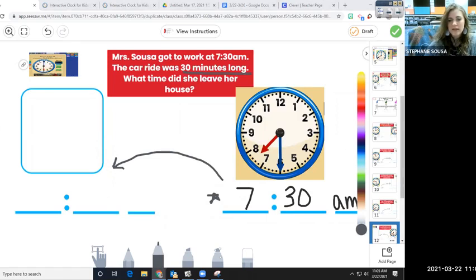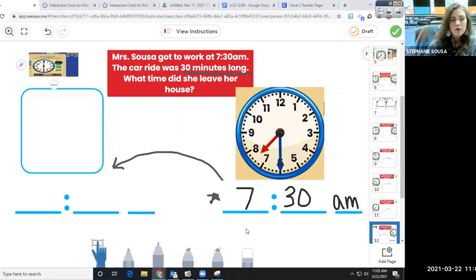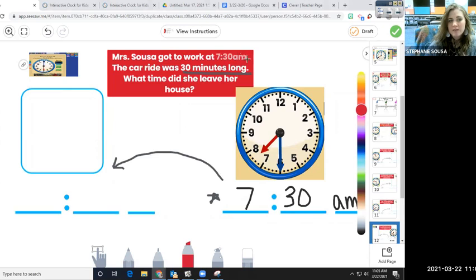Okay, so this is like that example. We're going to go backwards in time. So let's go ahead and grab our clocks and set up what we know. We know that I got to work at 7:30 a.m. That's when my ride stopped. My ride was 30 minutes.